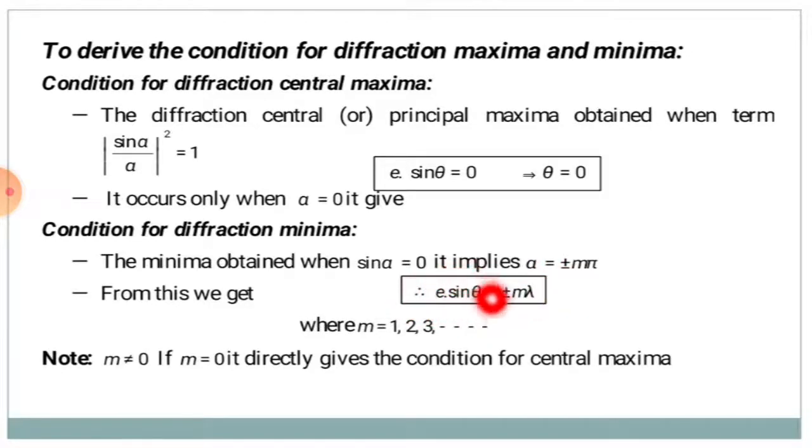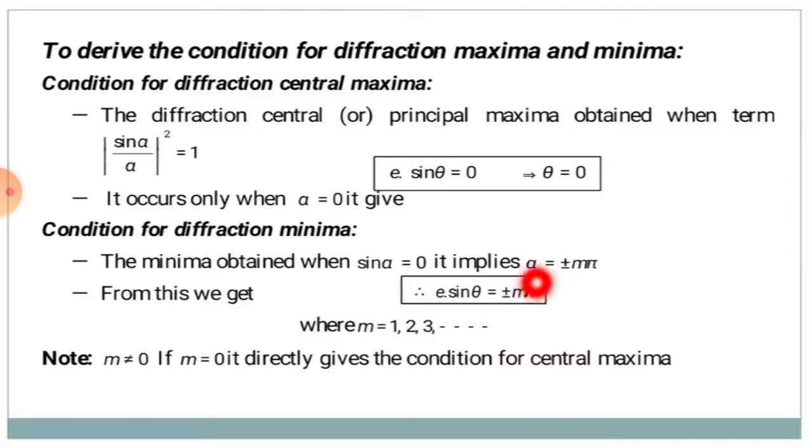The path difference is an integer multiple of wavelength, and we will get minimum intensity in the diffraction pattern. Here the range of m is 1, 2, 3 and so on. Here m is equal to 1, that is, the two waves diffracted at a single slit travel with the path difference lambda, then we will get minimum intensity. Here m is equal to 2, then the path difference is 2 lambda, then we will get the second minima on the diffraction pattern. So this is the condition for minima of the diffraction pattern.